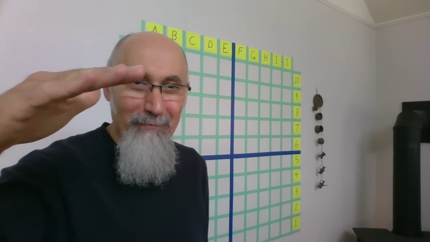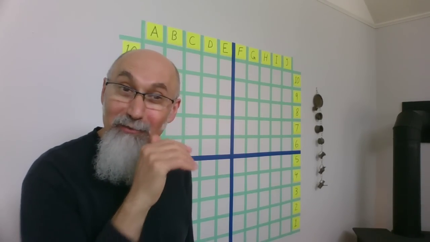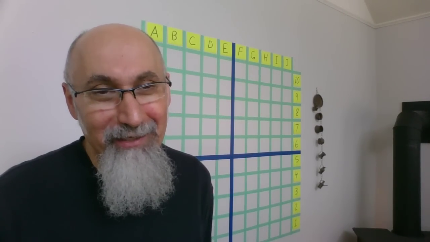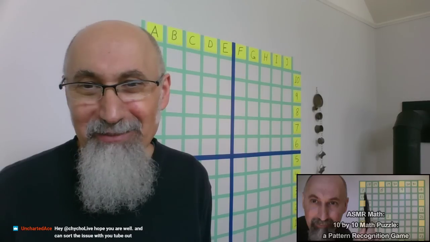If you want to know the rules of this game, I have a page set up on my blog that goes through the rules, and it's got a list of all the videos we've done and some solutions, and there are some algorithms there where you can play the game online for free, and they're really good. Actually, there were two of them. One of them was not working right now as far as I've seen, and this is sort of spinning off from the original video that we put out, the ASMR math 10x10 math puzzle, a pattern recognition game that we put out in 2014 or something.